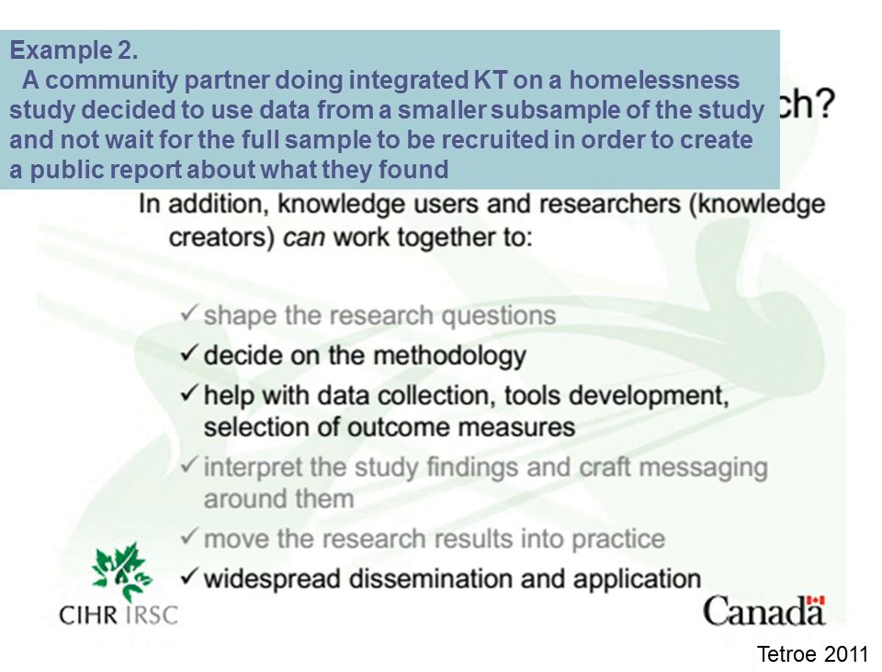Next example is a community partner doing integrated KT in a homelessness study who decided to use the data from that study by doing the initial subsample. So let's say that they were going to recruit 300 people, but when they had 150, they decided to do an analysis of those initial data, in part because they needed the information right away. They didn't have access to that information from any other place, and they said 150 would be enough. We don't have to wait for the full sample, and they decided to create a public report with the first half of the data. And again, that was the knowledge user saying, this is good enough for me.